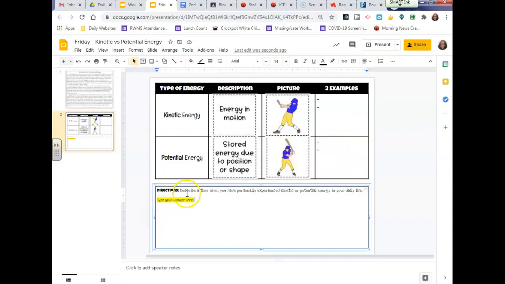And then the last part says, describe a time when you've personally experienced kinetic or potential energy in your daily life. And you'll write your own personal time when you experienced either kinetic or potential energy. And that's really all you have to do. So if you are confused, make sure you ask us. We'll help you. And let us know if you need us.